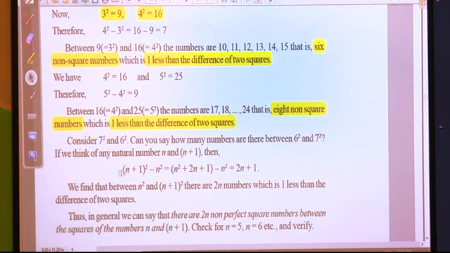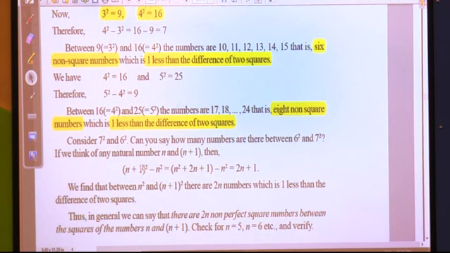So, consider 7 square and 6 square. Can you say how many numbers are there between 6 square and 7 square? If we think of any natural number n and n plus 1, then instead of saying 6 and 7, they are explaining to us in a very general form. If we think of any natural number n and n plus 1, then n plus 1 square means what? We are going to do 7 square minus 6 square, or we have done 5 square minus 4 square, or 4 square minus 3 square.